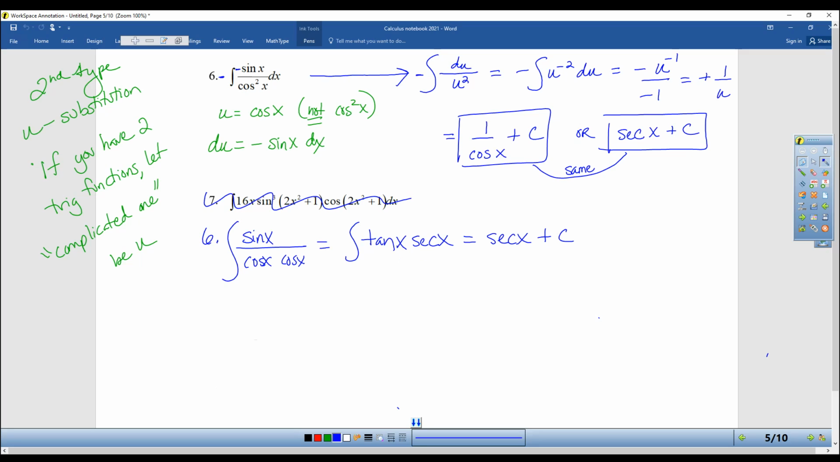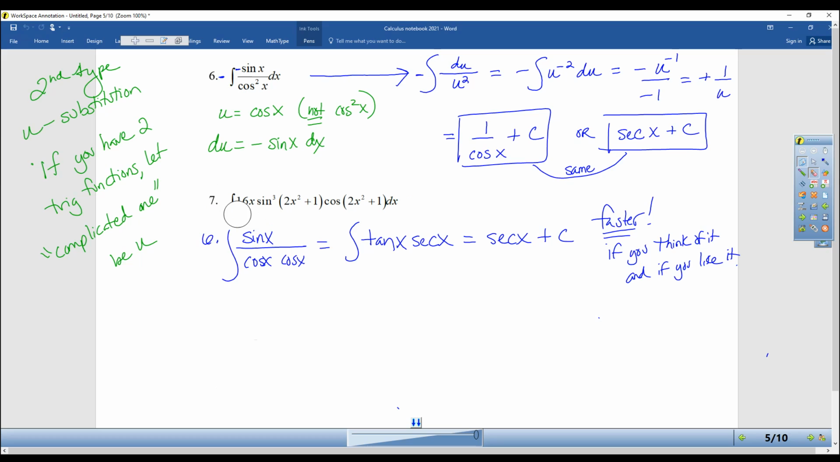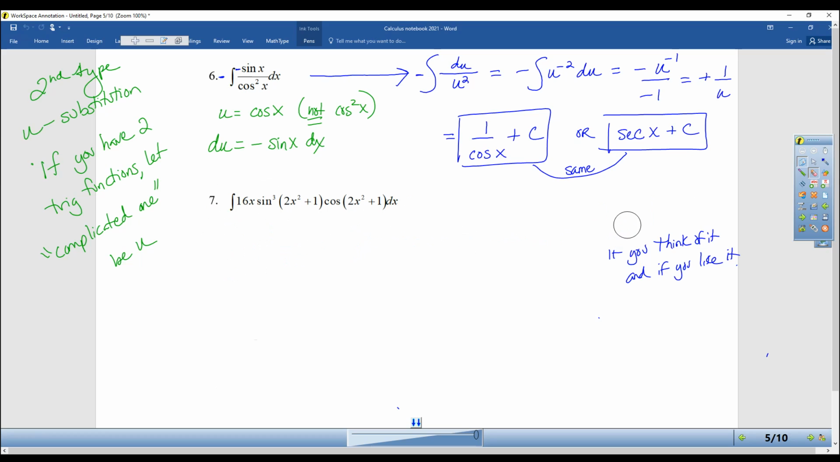Would this have been faster? Absolutely, if you think of it. Okay, if you think of it, and if you like it. So some people really don't like switching trig identities around. Some people are bad at that, and they really understand the u substitution. But I just wanted to show it to you in case you thought of it. It's not wrong to do it that way.